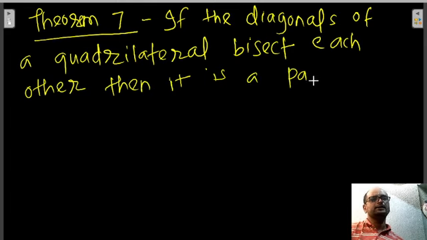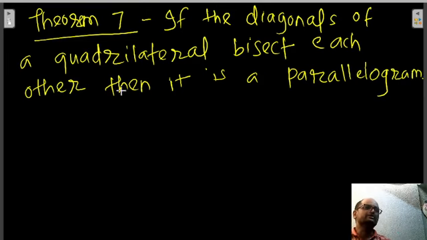Then it is a parallelogram. Right? You see, this is also very simple. Parallelogram. See, if the diagonals of the quadrilateral bisect each other, then it is a parallelogram. If it is not bisecting, then it is not a parallelogram. If it is bisecting, I have seen this in the last one, right.